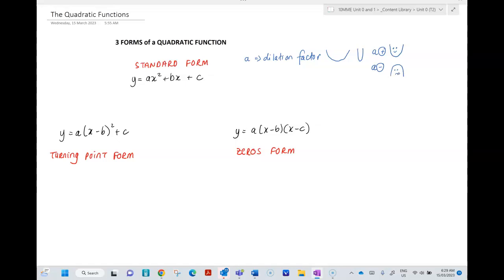So that's a. c, the meaning of c, actually gives you your y-intercept. So that's the c value over there. So that's the standard form.